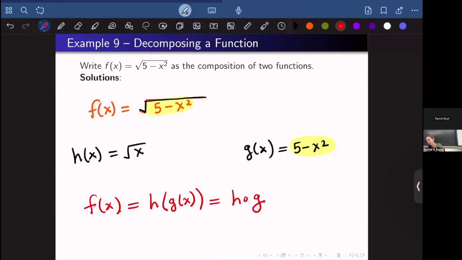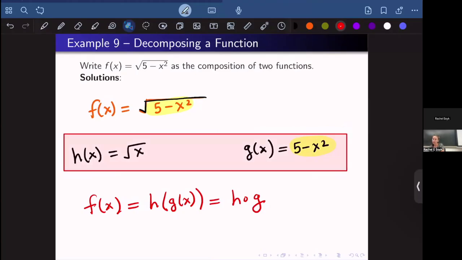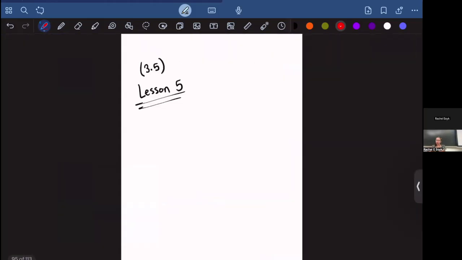And that's it. So this was the key. We broke up our f into two different functions. We decomposed them. Right. Any questions on this at all? So that does conclude our section 3.4.